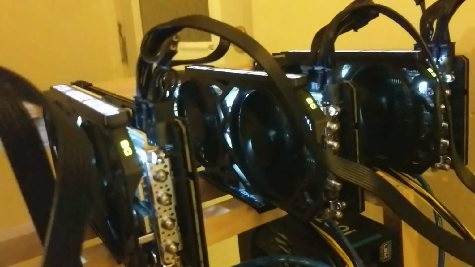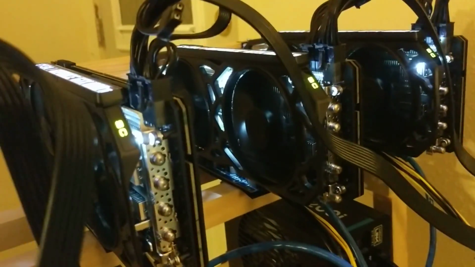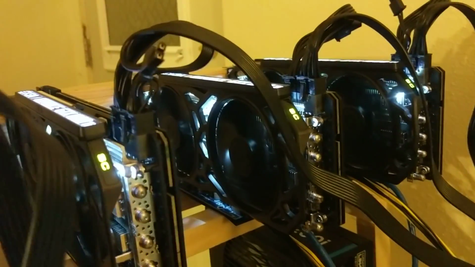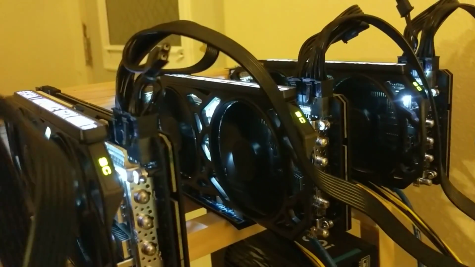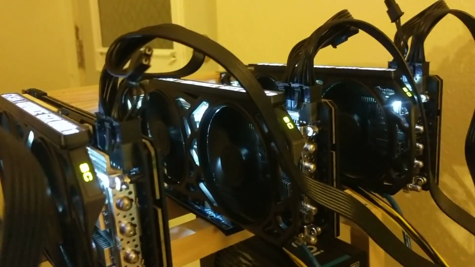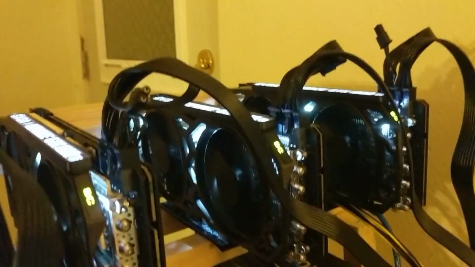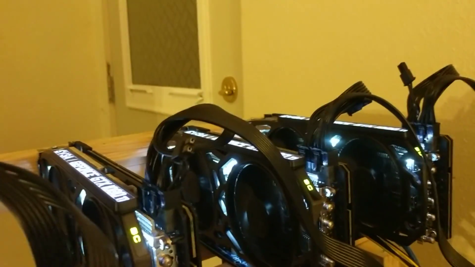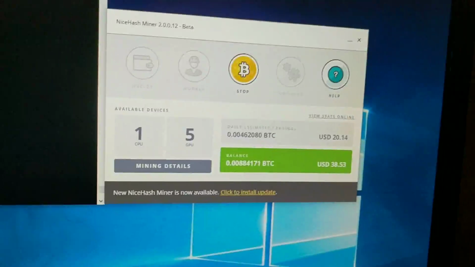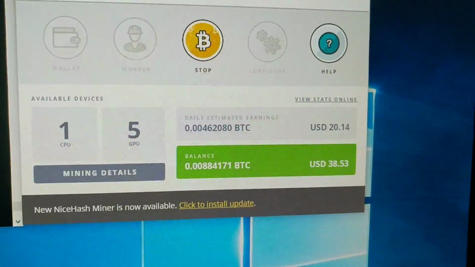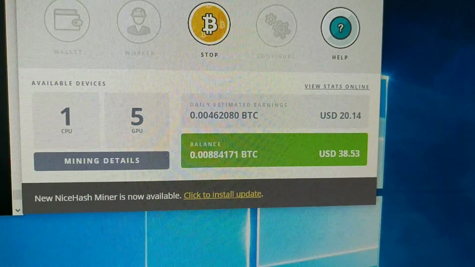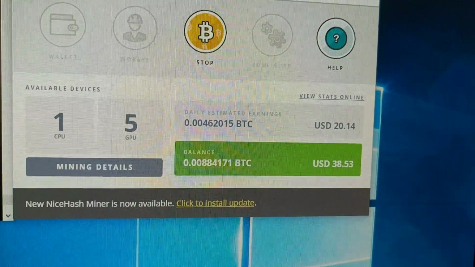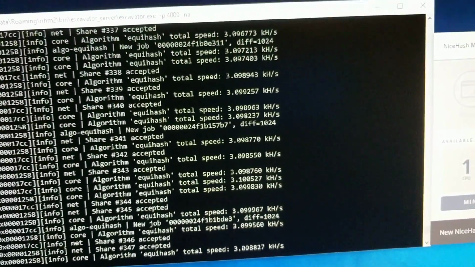These three GTX 1080 Ti's hooked up to the 1200i are running plus 90 on the core clock and a 500 megahertz boost to the memory clock, and only running off of 80% power. I just wanted to show you that with those power settings, right now I'm getting $20.14 per day on that. Again, 3.09 kilohashes.